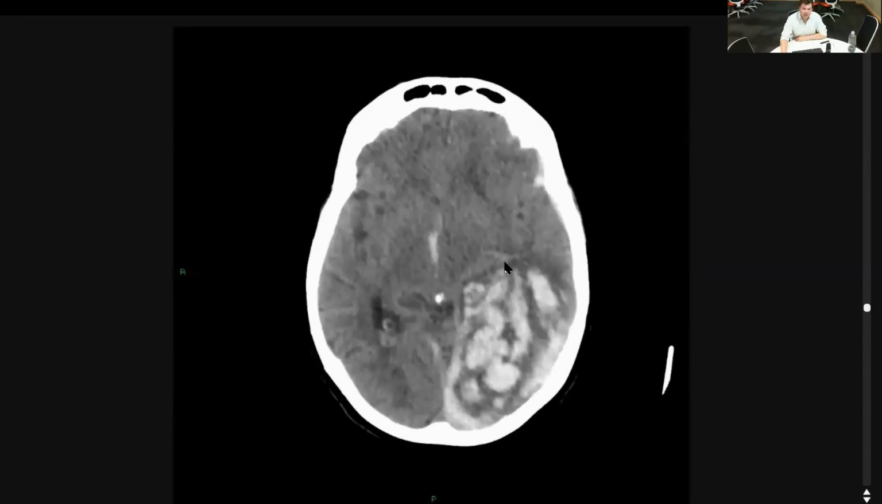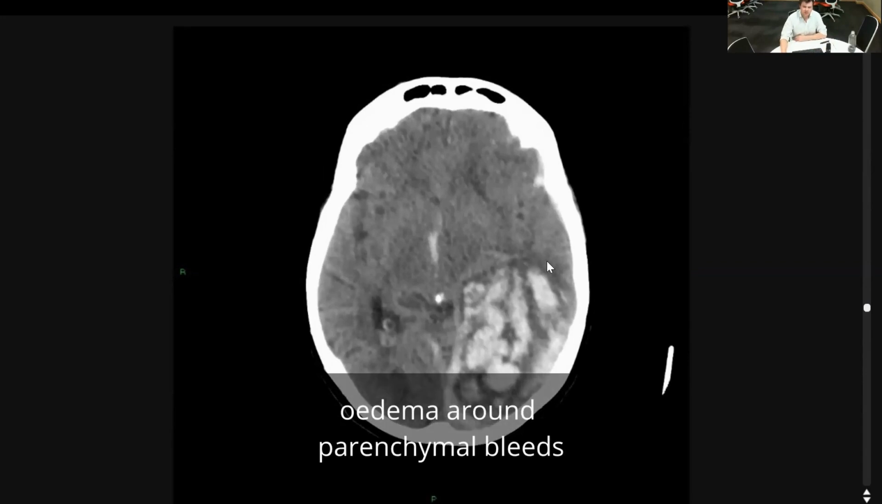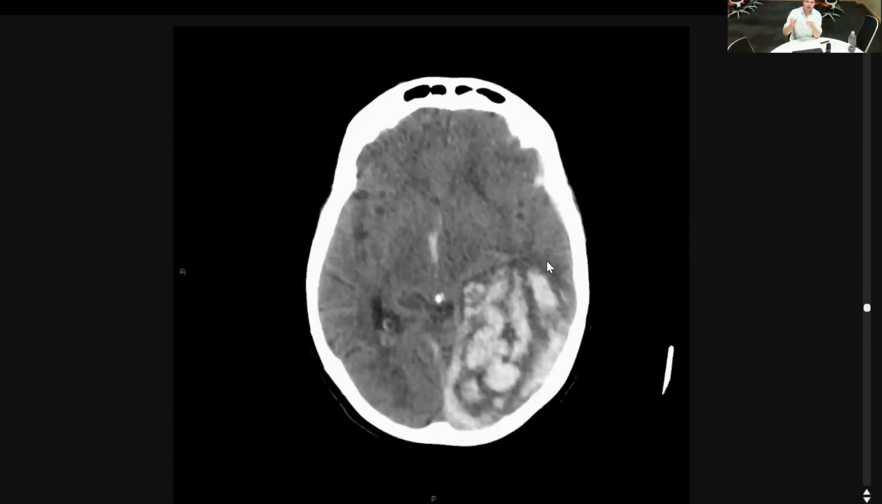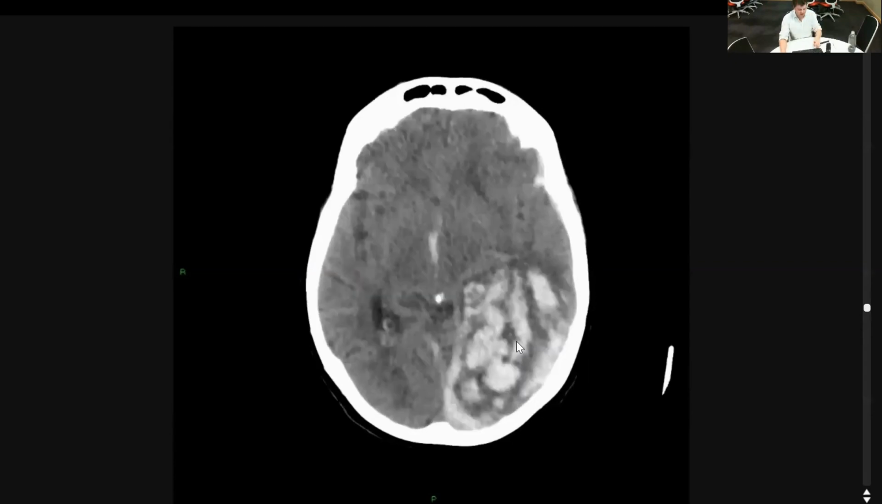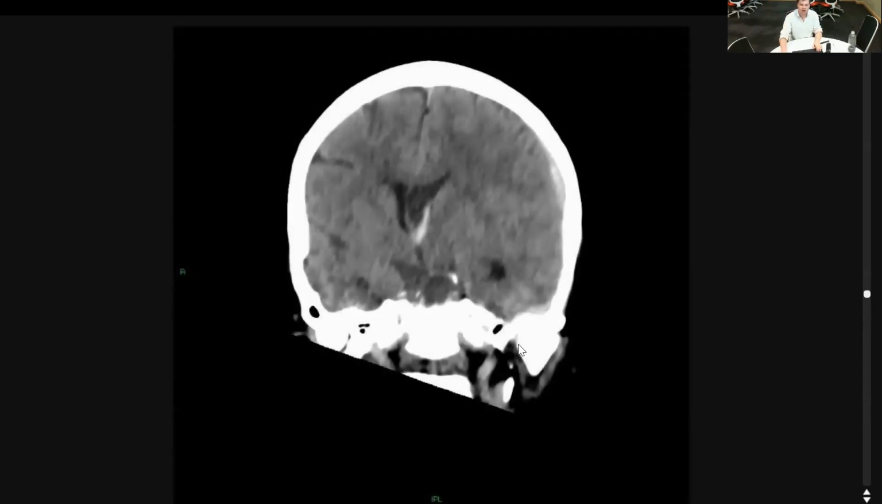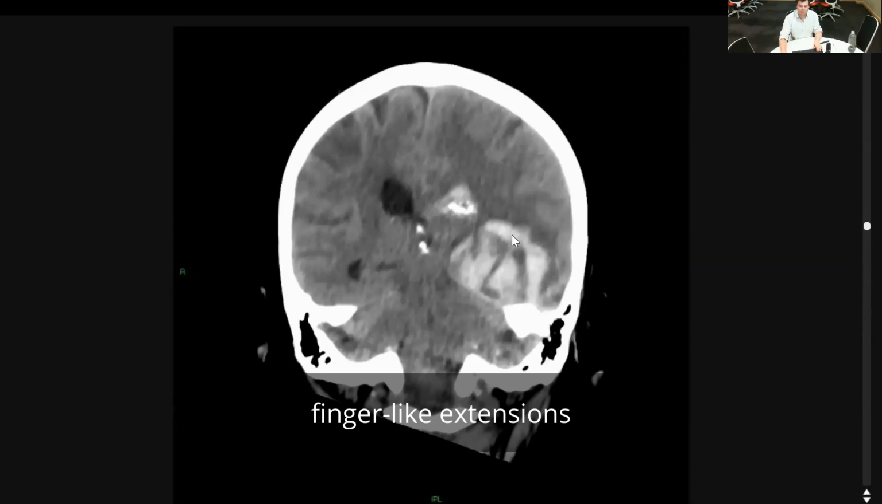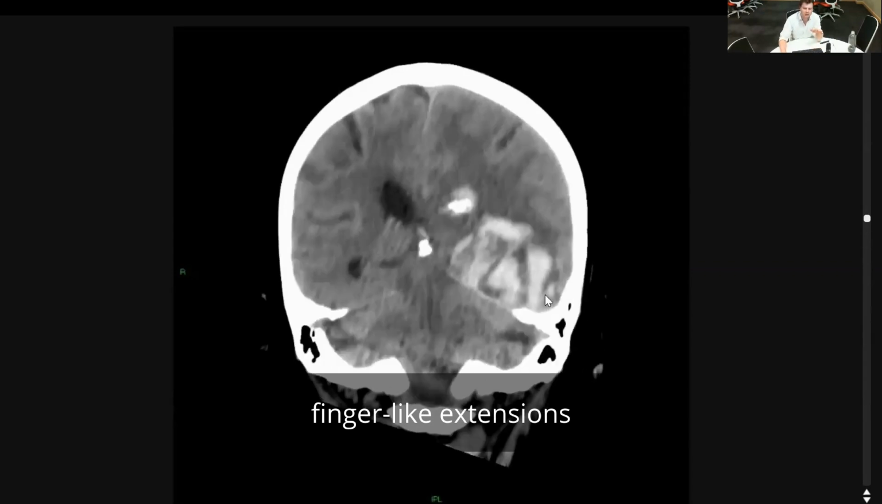So you were saying earlier that it's kind of heterogeneous. If you think about it, these are the bits of bleed and this is the edema around it. So remember, parenchymal bleeds are going to have this edema. If you had a bleed from the outside coming in, you might not have so much edema. But people kind of buy that these are finger-like extensions. It looks like there's been a bleed that's kind of exploded and spread out. So if you think bleeding here and it's kind of spread through the brain with these finger-like extensions.